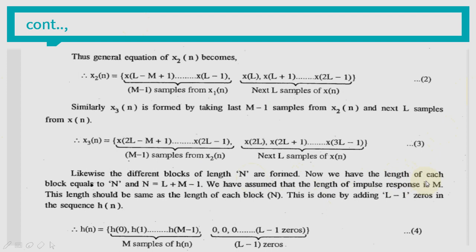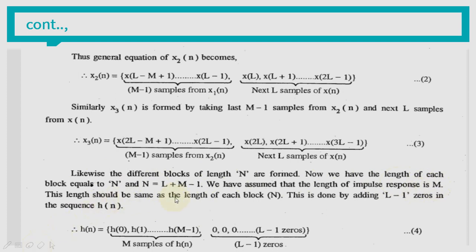Now the length of each block is equal to N. So N should be the same length for all blocks, and it should be L plus M minus 1. And we assume that the length of the impulse response is M.